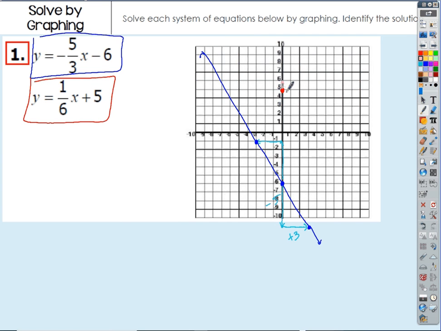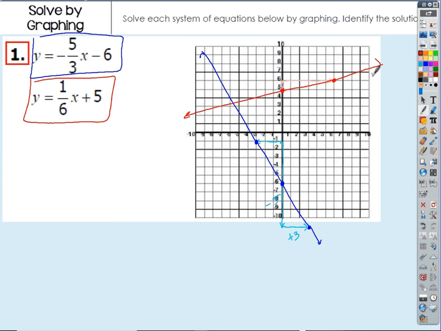Very good. I'm going to rise 1 and run 6 to get a second point. And now, once again, all I've got to do is just connect and extend, right? How many solutions are there graphed on the red line? Infinite, okay? Now let's focus on the system.